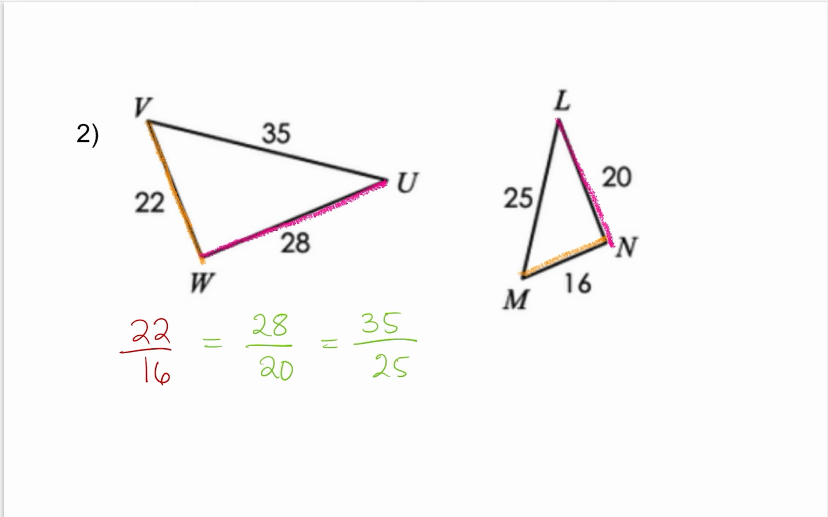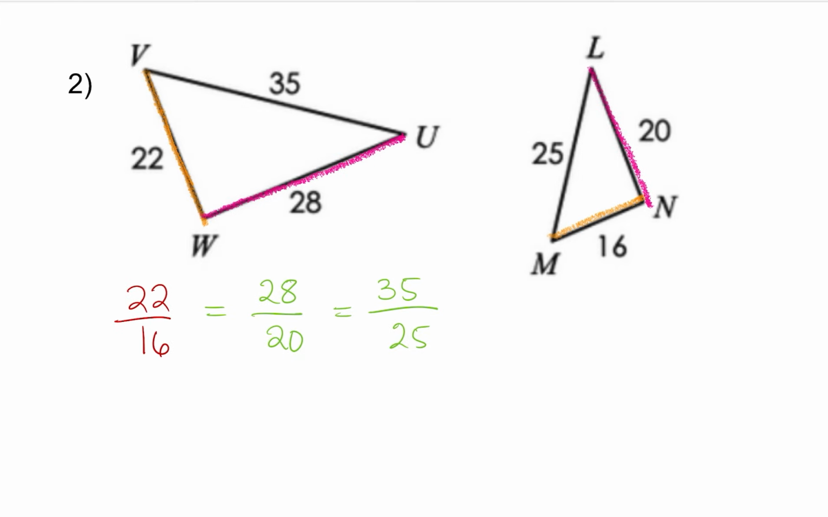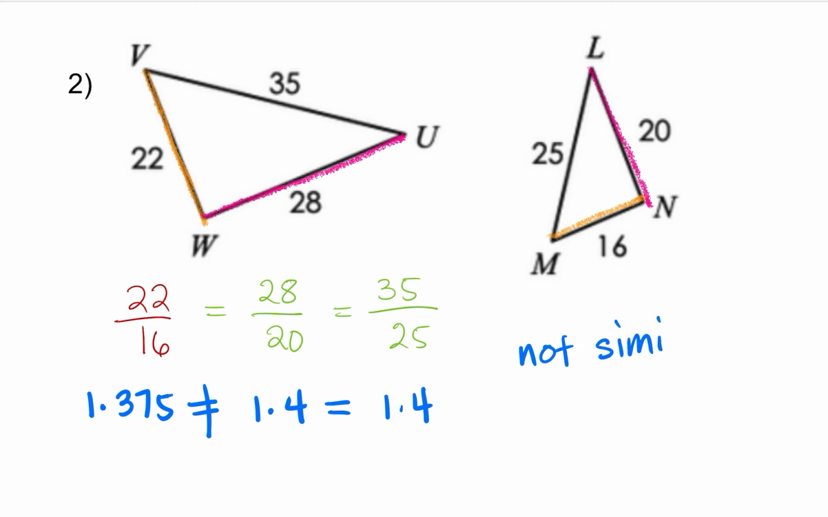And if we are to simplify these fractions, we will have 1.375, and then 28 over 20, that is 1.4. 35 over 25 is 1.4 as well. So these two are equal, but not this. So because of the first fraction that's not exactly 1.4, then we say that these two triangles are not similar.